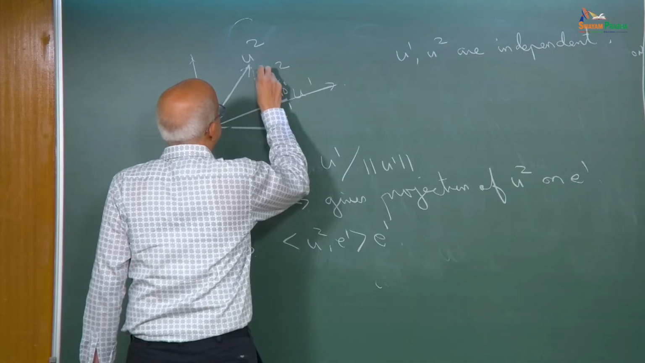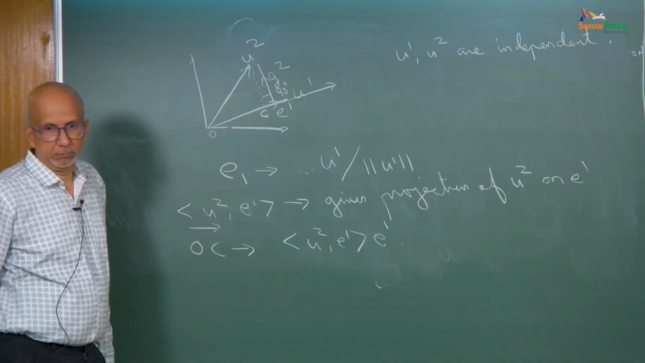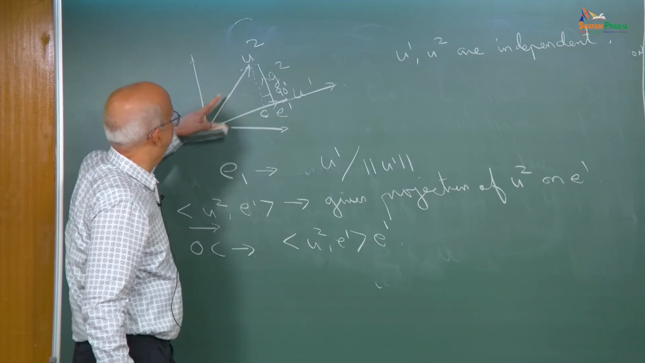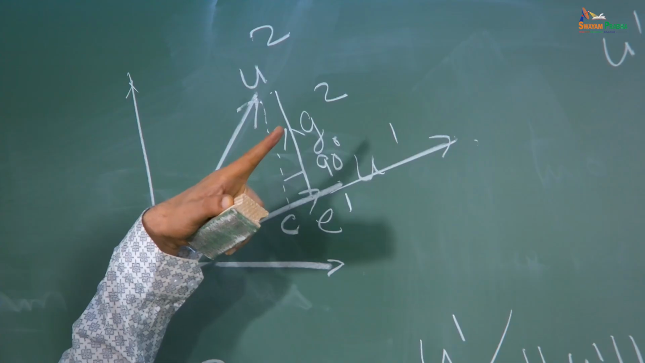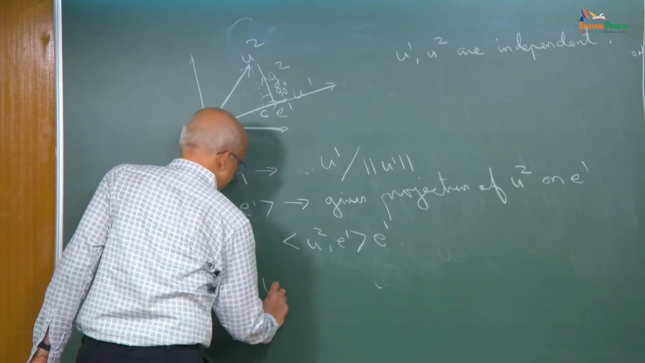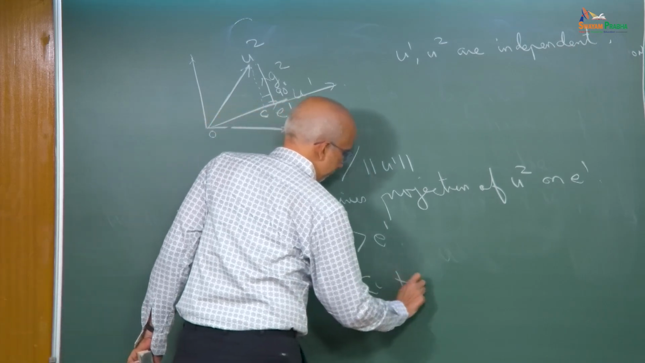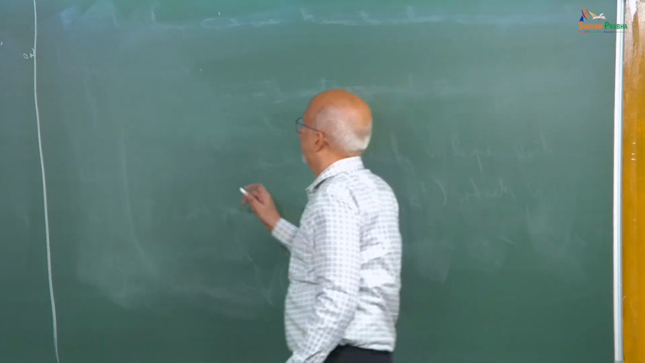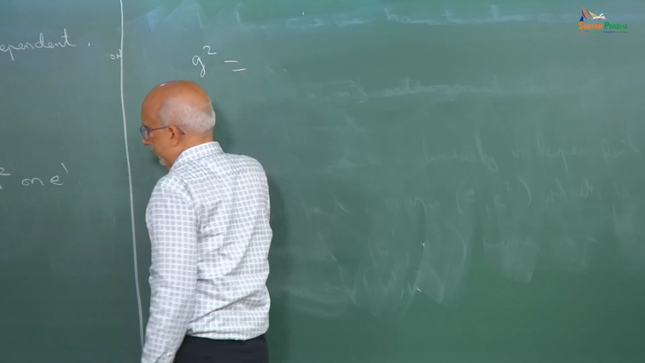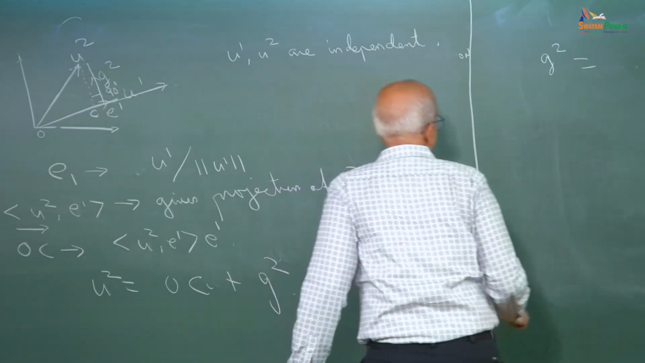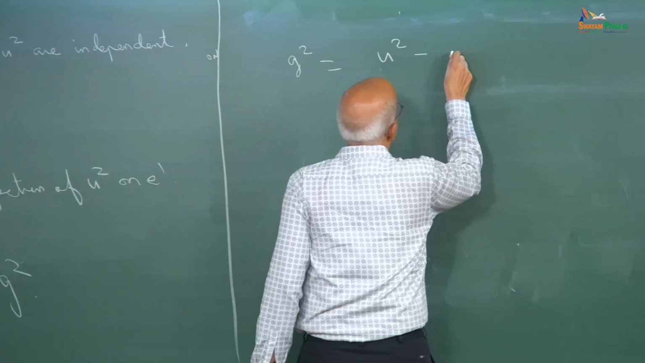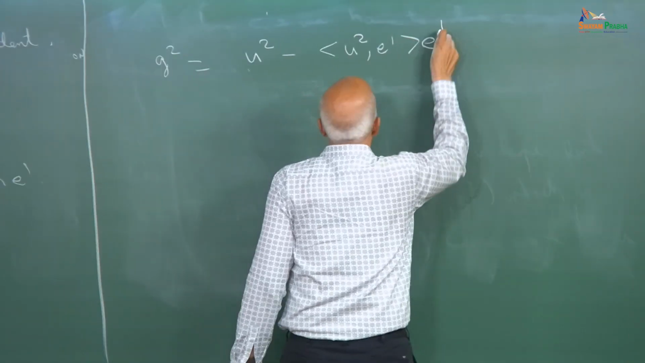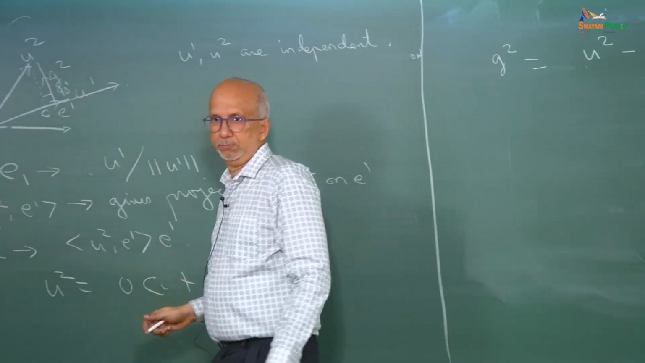Now, this other vector I am going to call G2. What is G2? G2 is this vector, the dotted line that I have drawn here. So, U2 will be OC plus G2. So, what is G2? G2 is U2 minus OC, which I already told you is the inner product of U2 with E1 times E1.